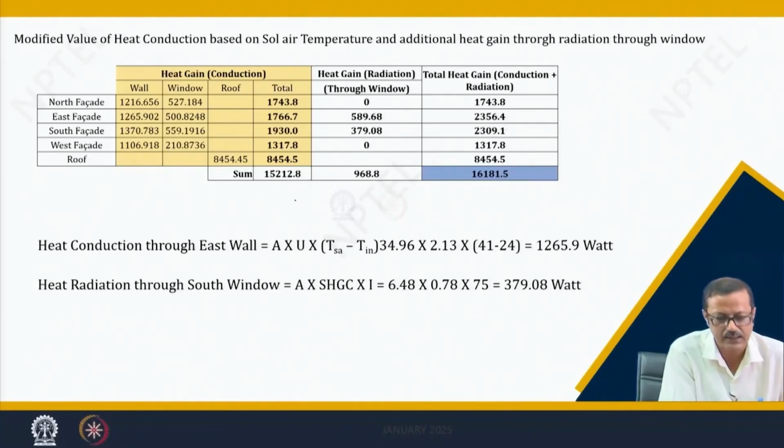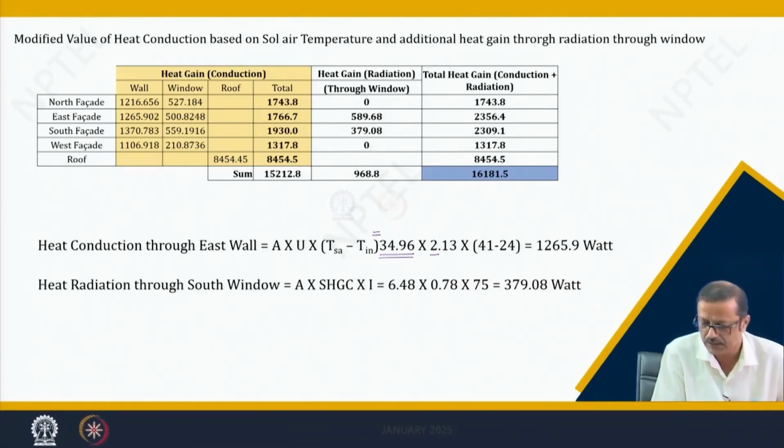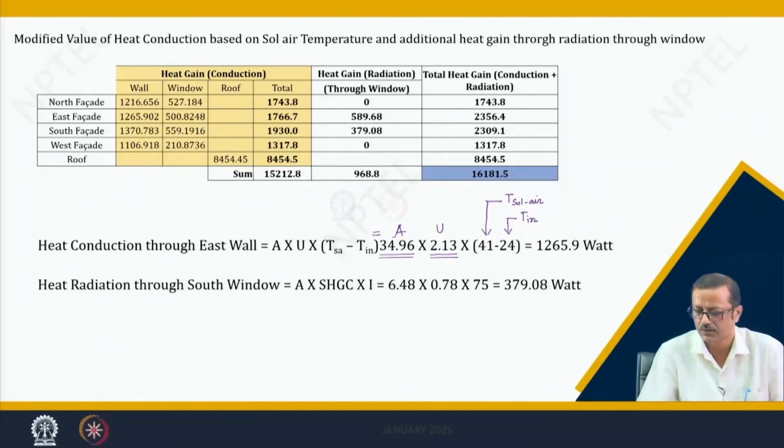Suppose I just look at the heat conduction to the east wall. This is the east wall area, and there is an equal sign over here. 34.39 is the east wall area, 2.31 is the U value, that will remain the same, but here you see this is your T indoor and this 41 degree is the T solar air temperature. So now you are getting a different value of Q.